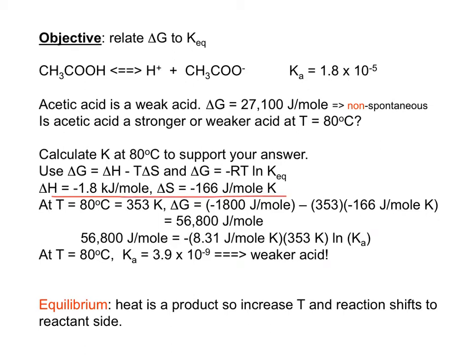acetic acid dissociation reaction. Then use this equation and 80 degrees in Kelvin, which is 353 degrees Kelvin, to calculate the new delta G at that temperature. Then use this equation, plug in the new delta G and solve for Keq. At 80 degrees, the Ka is 3.9 times 10 to the minus 9. Acetic acid is a weaker acid as temperature increases.